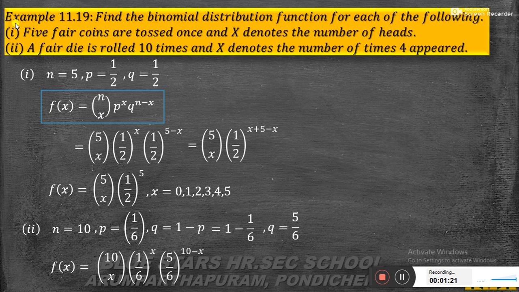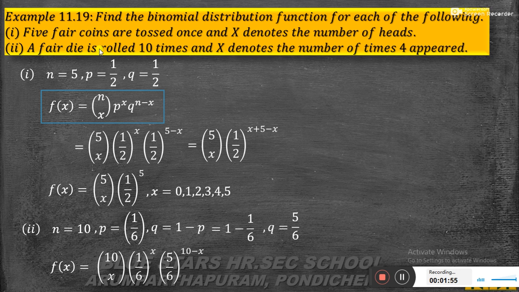So now we discuss example 11.19. Find the binomial distribution function for each of the following. Subdivision 1: 5 fair coins are tossed once and X denotes the number of heads. Subdivision 2: a fair die is rolled 10 times and X denotes the number of times 4 appeared. You see here, they ask about the binomial distribution function for each of the following. 5 coins are tossed once, so at one time we toss the 5 coins. X denotes the number of heads.